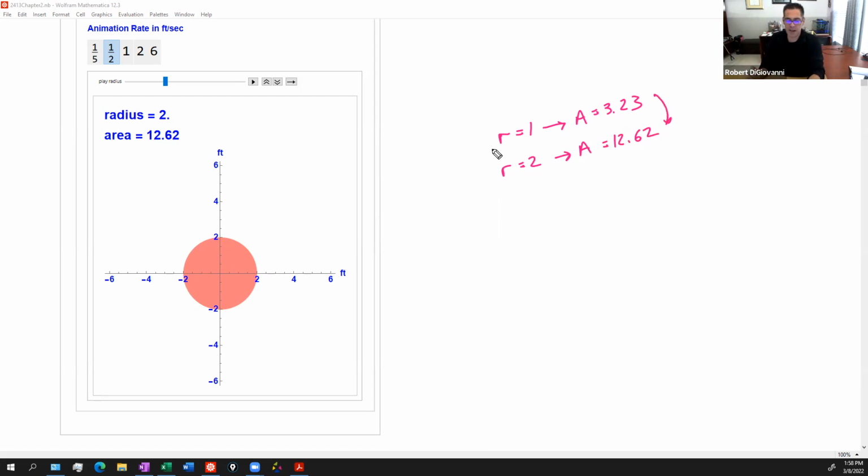So how much did it grow by? The radius grew by 1, went from 1 to 2. The area grew by about how much, approximately? 9 or so, about 9. What's going to happen when I go from 2 to 3? Do you think that the radius is going to grow by 1? Do you think that the area is going to grow by 9 again?